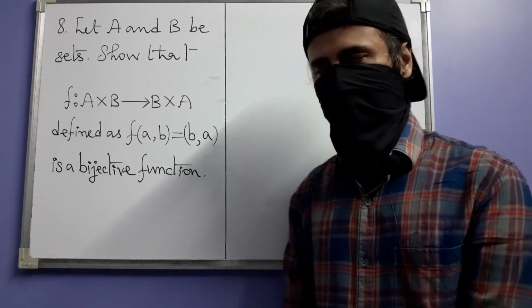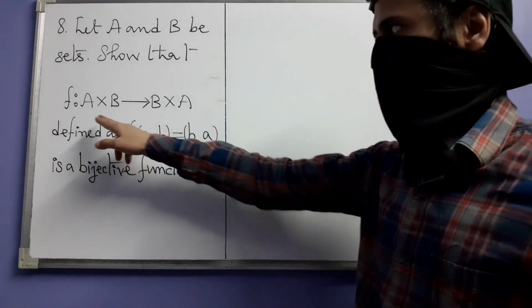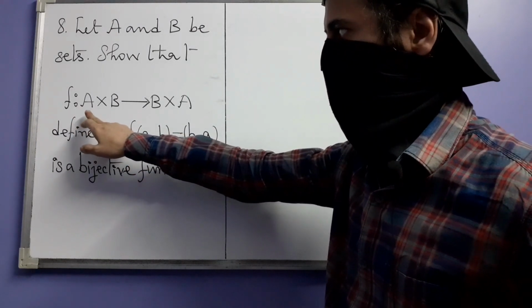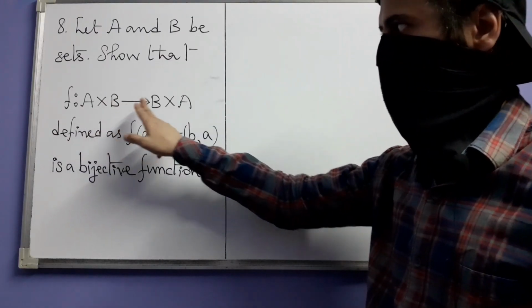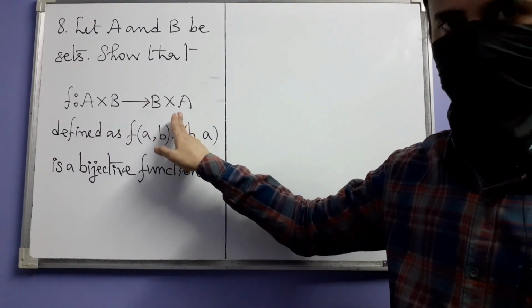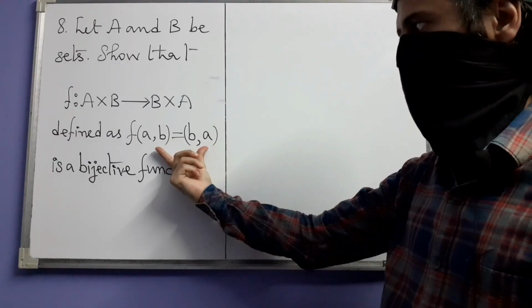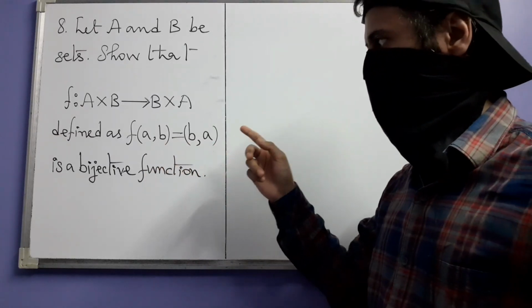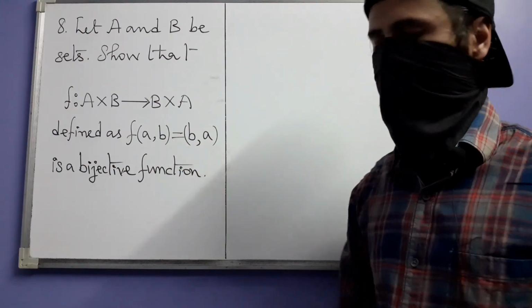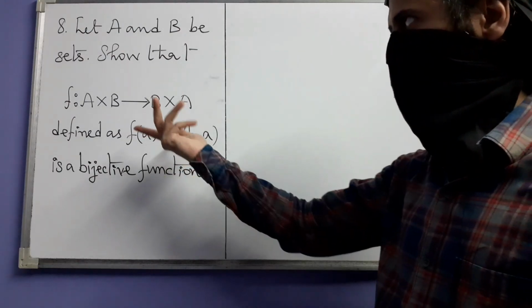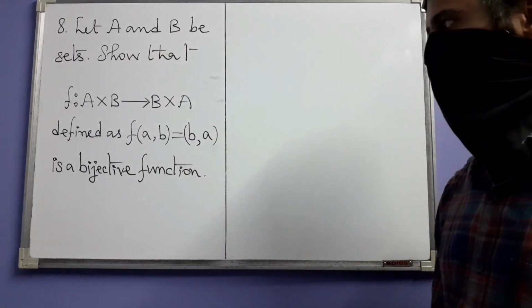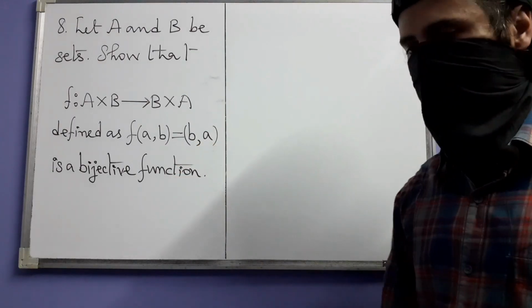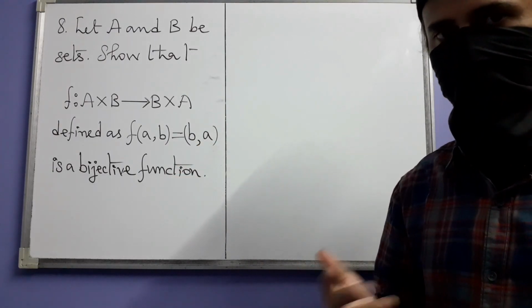Problem number 8 next. Here we have the function f from the Cartesian product A times B into the Cartesian product B times A, and f is defined like this: f of (a, b) is equal to (b, a). So the function f flips the coordinates, and A and B of course are some sets. We have to prove that this function is a bijective function. It's a 1-1 function.